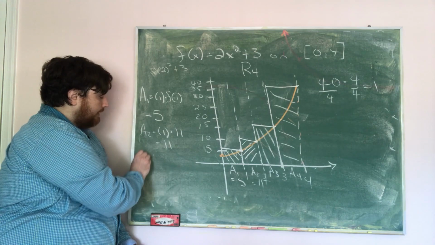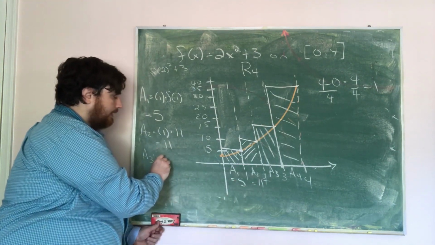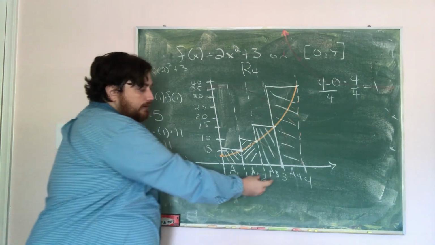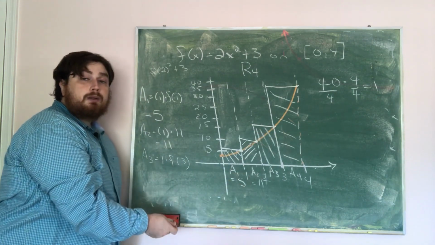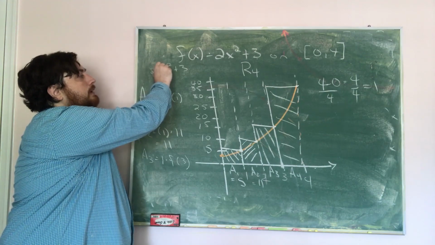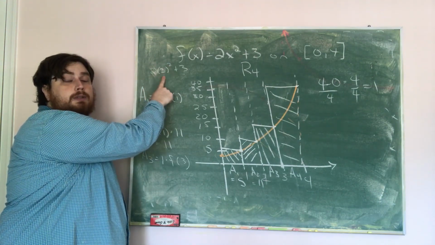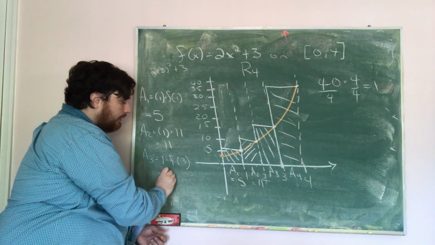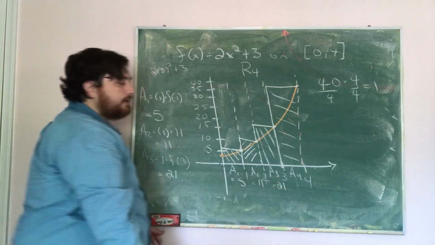Moving on to my third rectangle, the width again is 1, and the height is, well, the right endpoint on the interval 2 to 3 was 3. So I'm going to plug 3 into the function to find the height. If I plug 3 in, I get 2 times 3 squared. 3 squared is 9, times 2 is 18, plus 3 is 21. So 1 times 21 is 21. So the area of my third rectangle is 21.